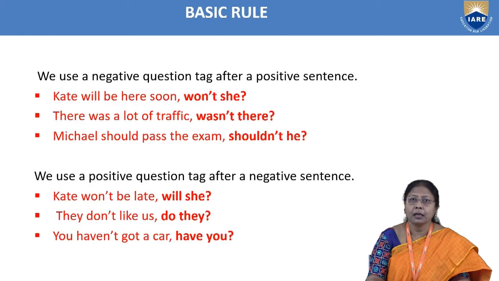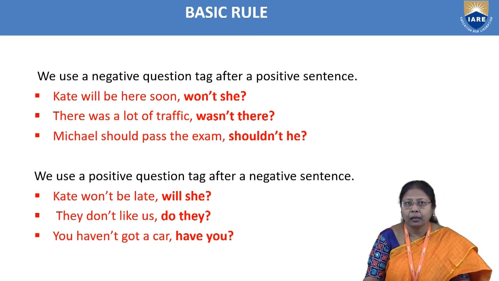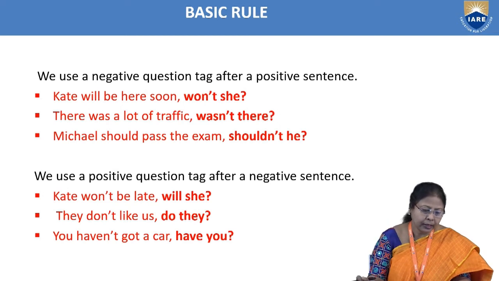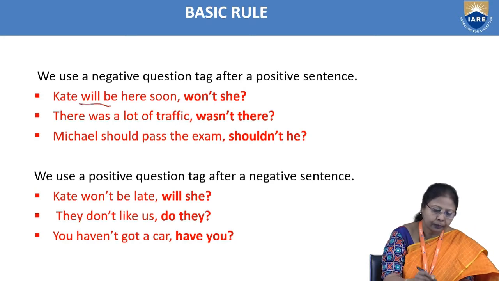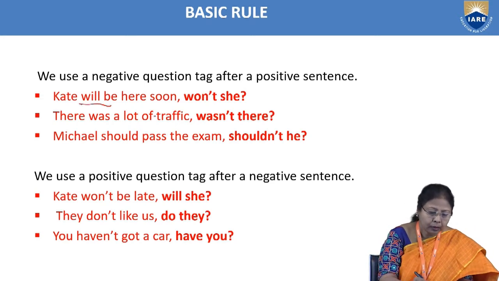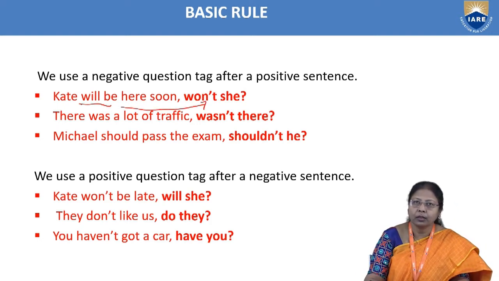Let us discuss the basic rule again with a few more examples. We use a negative question tag after a positive sentence. This is the basic rule. And we use a positive question tag after a negative sentence. If you keep this basic rule in mind, whatever the sentence that comes before you, you can do well. Here, the first sentence is Kate will be here soon. Will is an auxiliary verb. So here the question tag we get is won't.